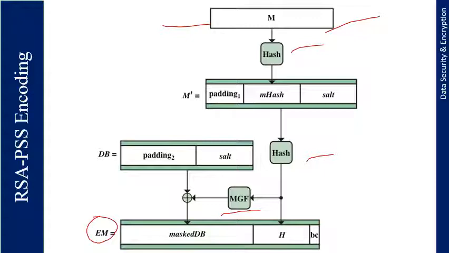The first padding is referred to as padding 1, and it is a hexadecimal string of approximately 64 zeros. The second padding, padding 2, is a hexadecimal string of 00 octets of a certain length followed by the hexadecimal octet of value 01. Two more values: salt is a pseudo-random number, and BC is the hexadecimal value also incorporated.